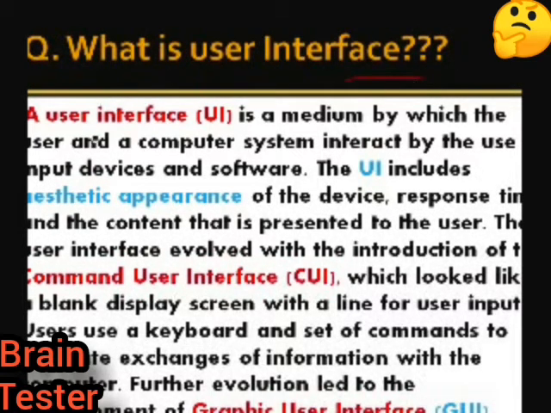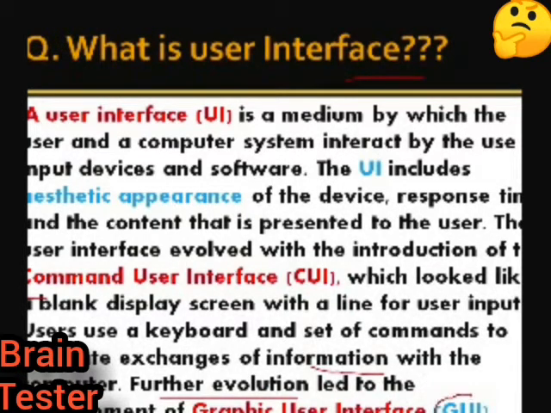A user interface is a medium by which the user and the computer system interact by the use of input devices and software. The UI includes the aesthetic appearance of the device, response time, and the content presented to the user. The user interface evolved with the command user interface, which looks like a blank display screen with a line for user input. Users use a keyboard and a set of commands to exchange information with the computer. Further evolution led to the development of the graphical user interface, the GUI.